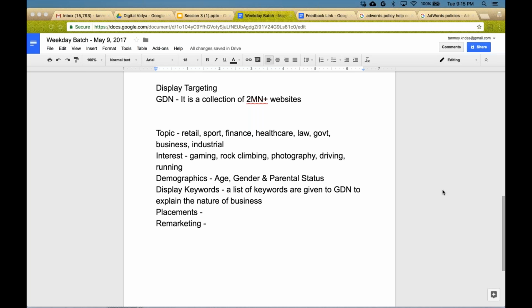Yes, Sachin. They will only show your ads on relevant websites based on the kind of keywords which you have added.